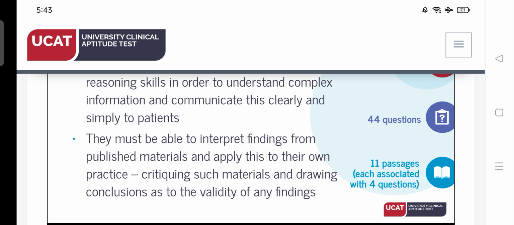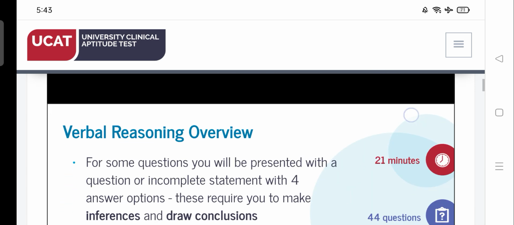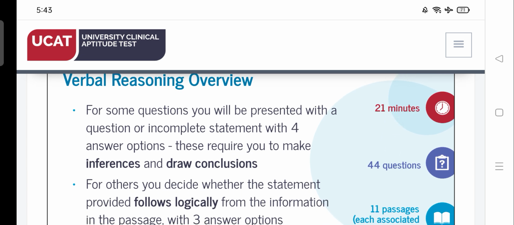So, by giving answers to these questions, they must be able to interpret findings from the published materials. They can draw conclusions easily to any findings. So this will prove very informative for doctors and dentists.